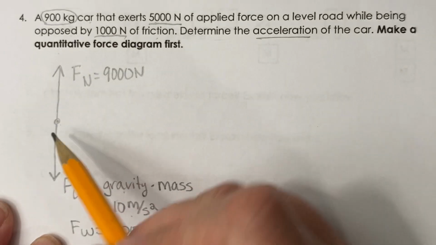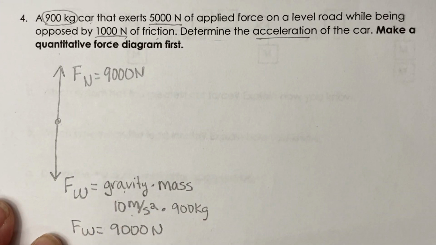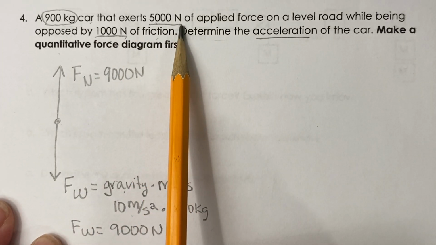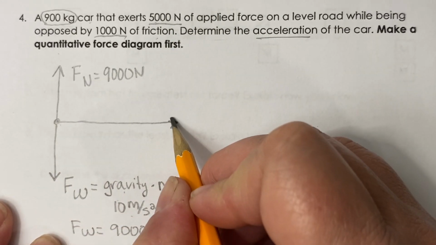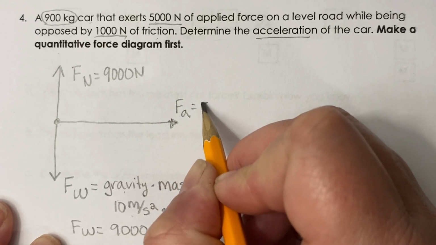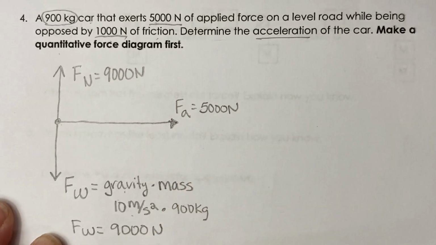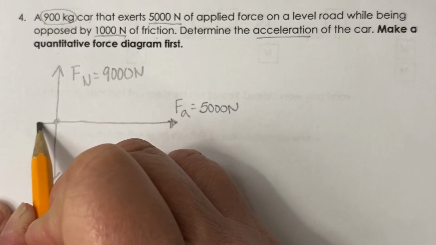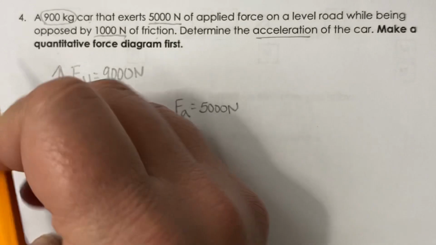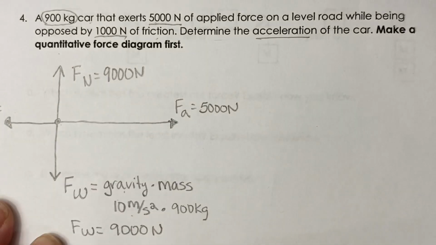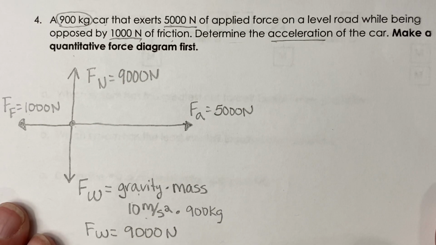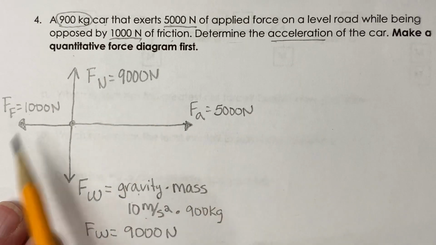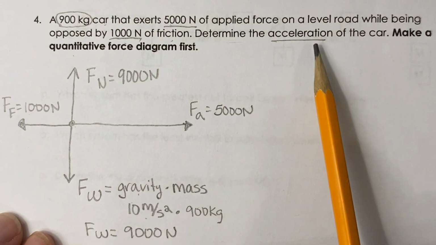Now, let's see what other forces we have. It says we have 5,000 newtons applied force. Right? And then it's opposed in the opposite direction by a smaller force of friction of 1,000 newtons. Okay, so that's what my free body diagram should look like. Now, I want to use this free body diagram to figure out the acceleration of this car.